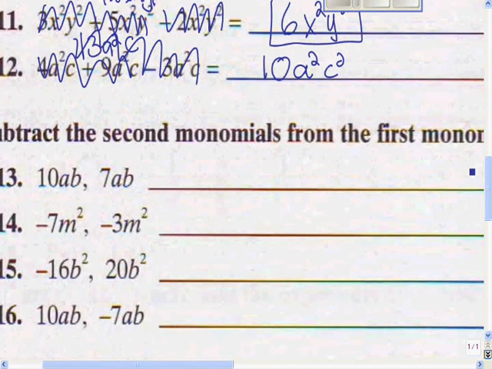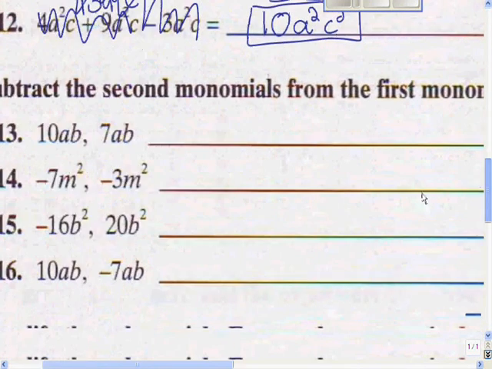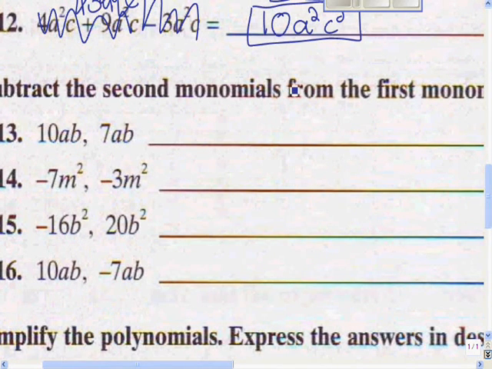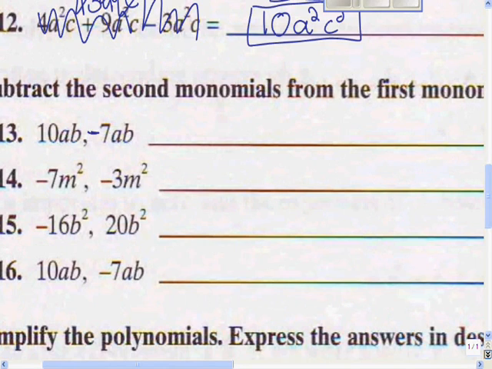If the number would have been negative, then my answer would have been negative. Okay, here they say subtract the second monomial from the first monomial. So that means they want me to subtract, so I'm going to put a negative sign there. So 10 minus 7 is 3ab. Since my bigger number is positive, my answer is positive.